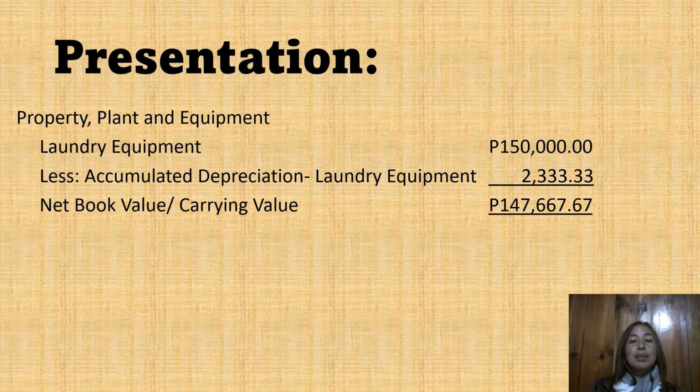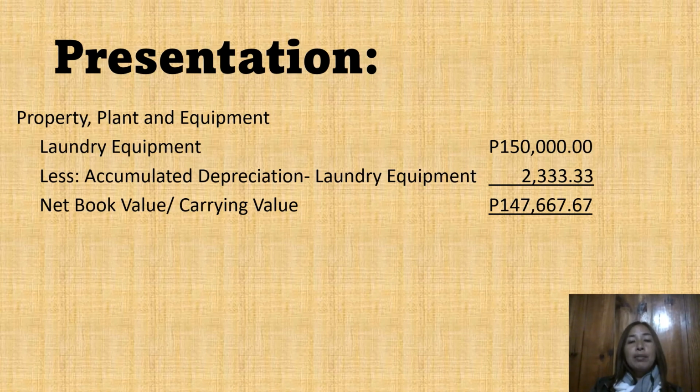So, pagsasabihin, as of June 30, ito yung value ng ating laundry equipment. Dati, nung kinuha mo, 150,000 siya, pero dahil nag-depreciate siya, ginamit mo during the month, naging 147,667.67 na siya. Now, baka ang tanong na teacher na nababawasan ba yung accumulated depreciation? As the months go by or as the years go by, nadadagdagan at nadadagdagan yan. Kaya yung net book value natin o yung value ng ating laundry equipment ay bumababa naman.